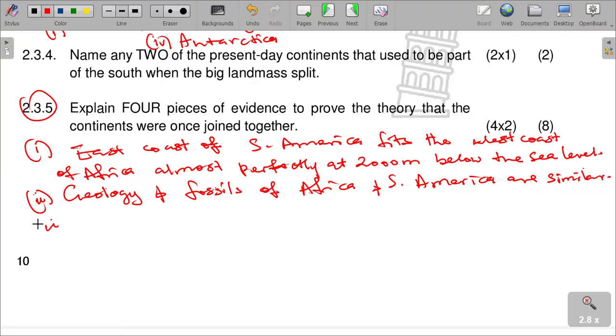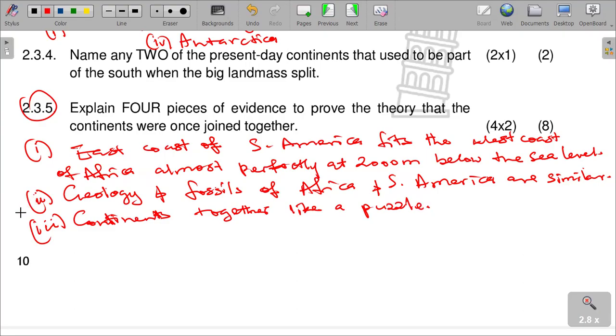And then, what can we also add there? We can as well understand that the continents fit like a puzzle. They connect well. The continents fit together like a puzzle.